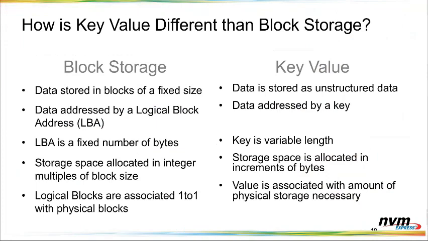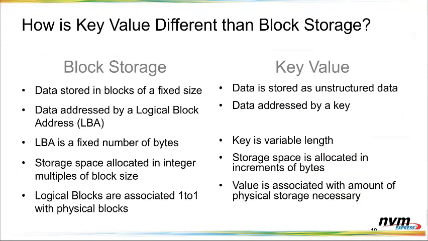In block storage, data is stored in blocks of a fixed size. So every block of data that you store is a certain fixed size that's defined by the format of your device. In key value, the data is stored as unstructured data. It can be anything from 1 byte long to a very large size. And we'll talk about sizes and all of that a little bit later.